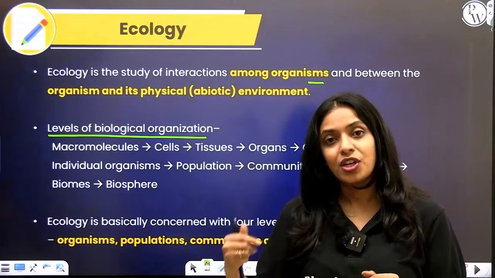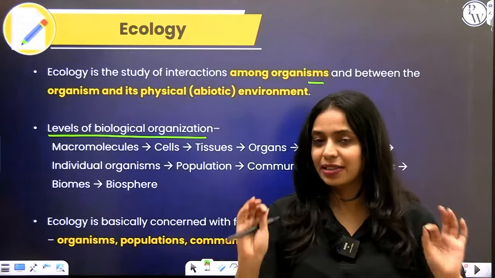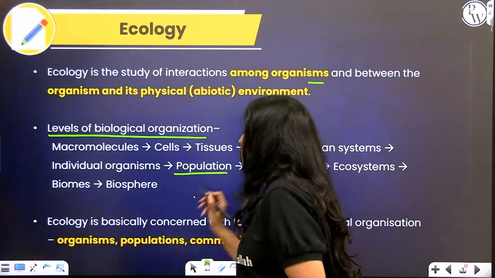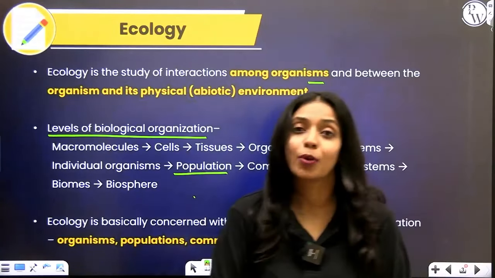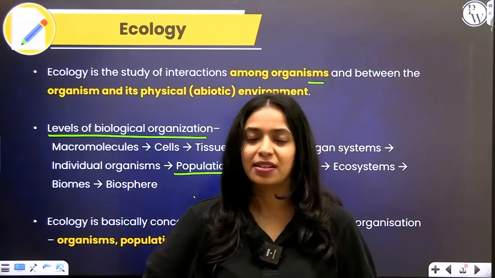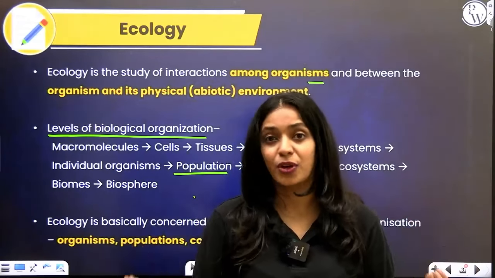Now in ecology, we'll take it one notch higher. So individual organisms, up until there, we are aware. What is the next level? The next level is the population level. Generally, when we hear the term population, we tend to associate it with population explosion that's taking place in India, how the number of individuals are increasing at an exponential rate, right?